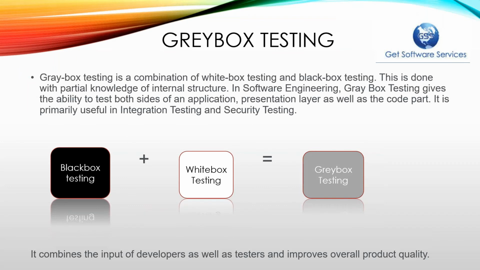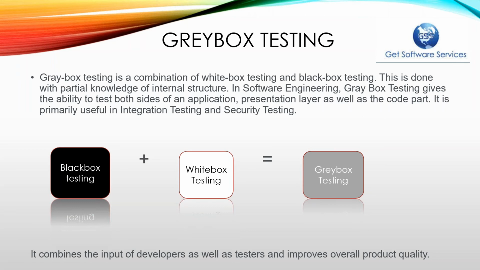The last one you have is gray box testing. As the name says, gray box is a mix of black box and white box. A mix of black box and white box gives you gray box testing. Now here, you get to test the application like an end user. At the same time, you get to go inside the code and test the coding part as well. Gray box testing is usually done as part of integration testing and security testing.